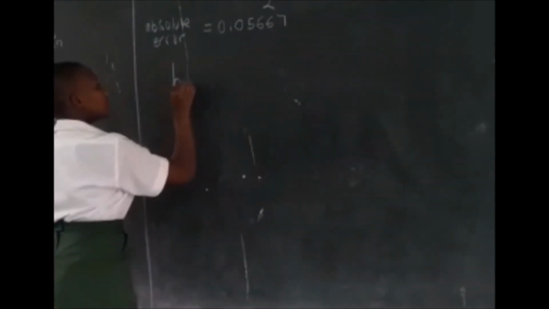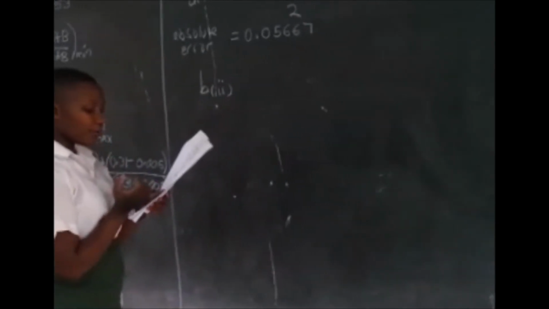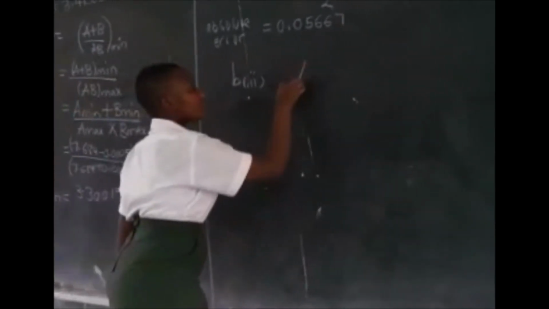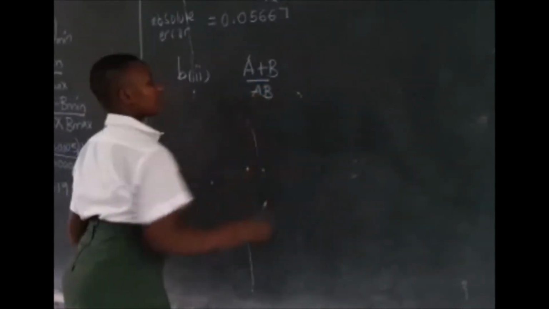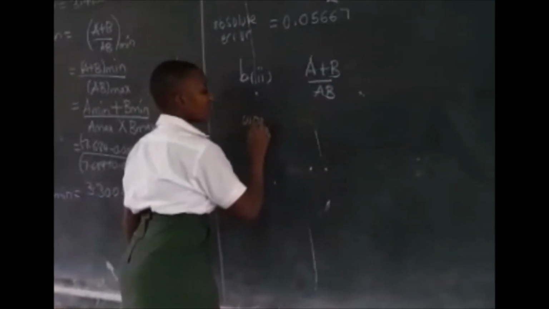Part B, Roman 2, states that we find the interval within which the quotient in B1 above lies. Our quotient was A plus B out of AB. They want us to find the interval within which this quotient lies. So we're going to first find the working value.